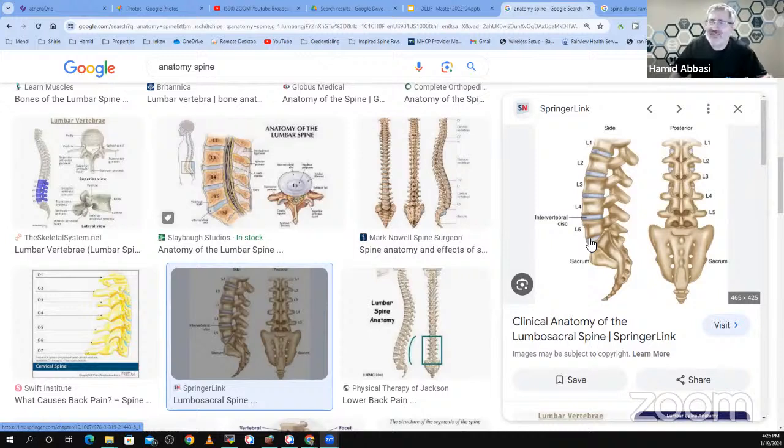And what is the deal with the fusion? Why are people afraid of the fusion so much? First of all, what is the fusion? And why aren't we doing artificial discs like other orthopedic surgeons do for other areas of the body all the time? That's a really great question that I ask myself a lot.